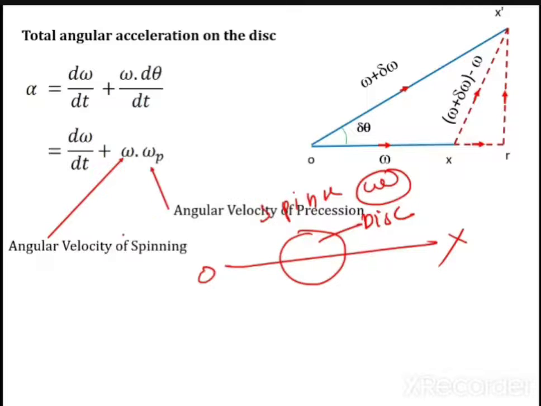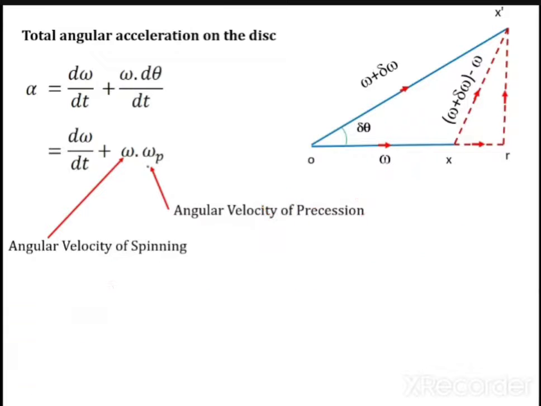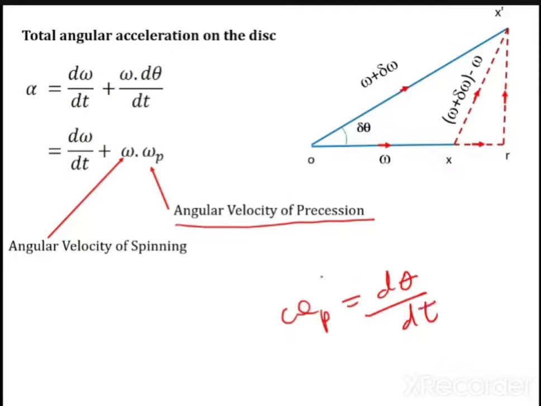Okay, and now comes the term: this omega p is called as the angular velocity of the precession. This term you might not have heard. Now I will be defining it. Now I got a formula: omega p is equal to d theta upon dt. But what is this omega p? This omega p is called as the angular velocity of precession.